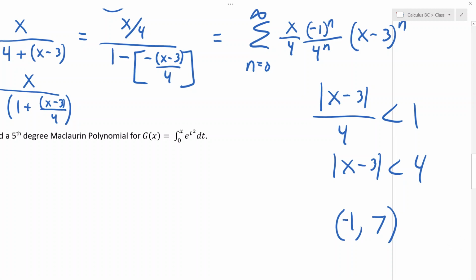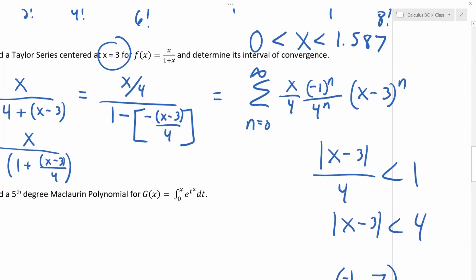No, it's 4. No, the center is 3. Oh, I said that backwards. From 3, we go up 4, down 4. Yeah, you're right. Good. Because it's a geometric series, it'll never converge at its endpoints. If you put a 4 into there, you're going to get 1 to the n, which diverges.